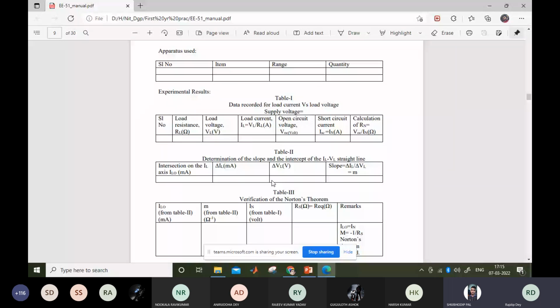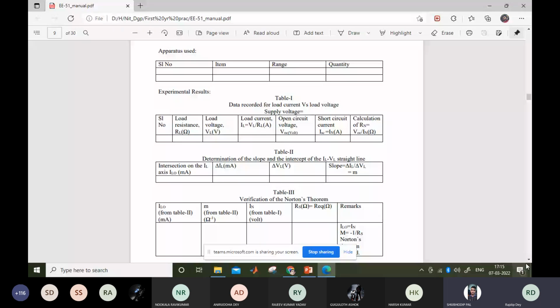So in this you have to write table 1. In table 1 you can see load resistance, load voltage, load current. These three are measured first, then open circuit voltage, short circuit current and RN. This is also calculated. So table 1 you can complete. Then table 2, determination of the slope and intersection of the IL-VL straight line. This will come from the graph that you have drawn. From there you have to complete table number 2.